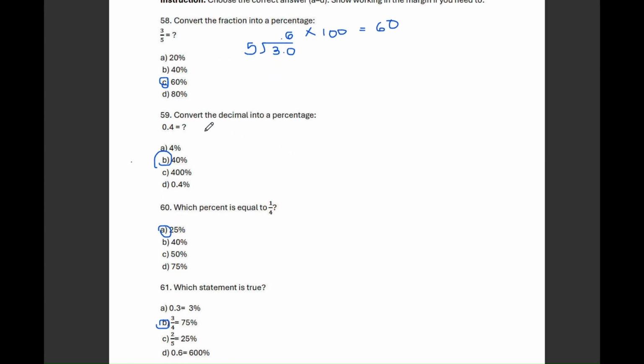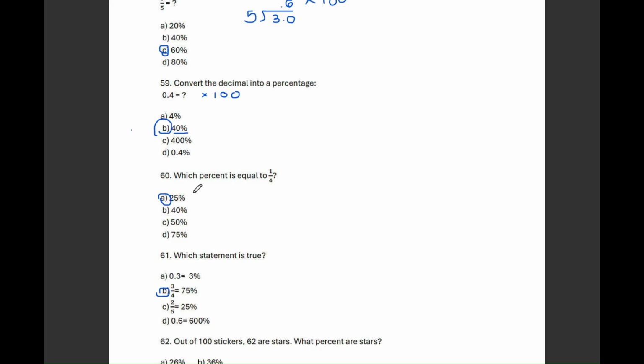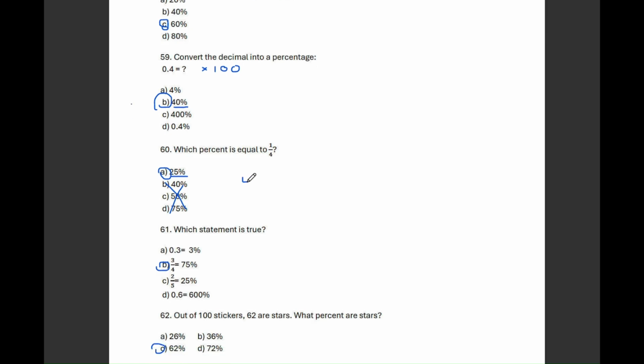Question 60. Which percent equals 1/4? Options: A, 25%, B, 40%, C, 50%, D, 75%. Why not? 40, 50, 75 are not 1/4. Answer: A, 25%. Formula/working: 1 divided by 4 times 100 equals 25%.